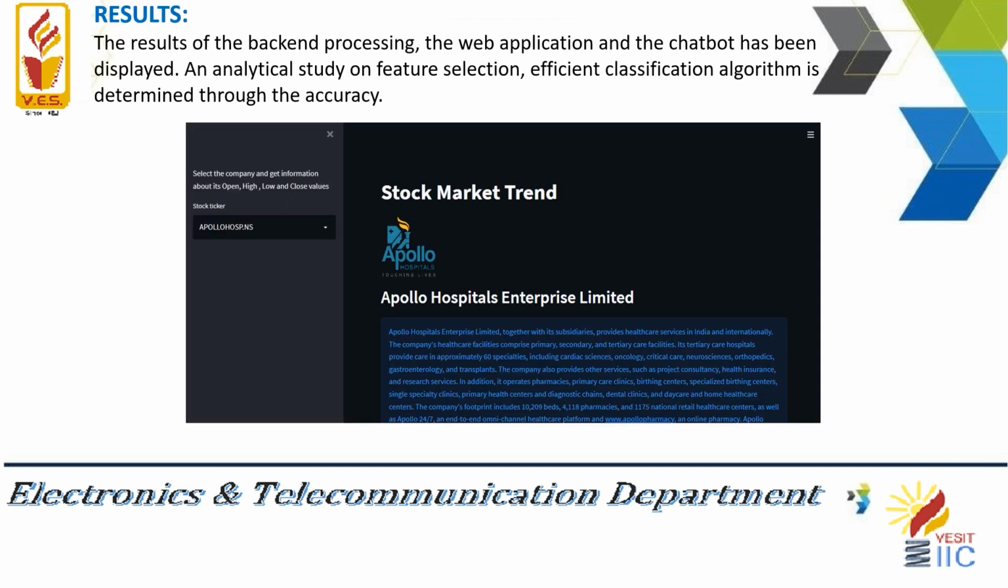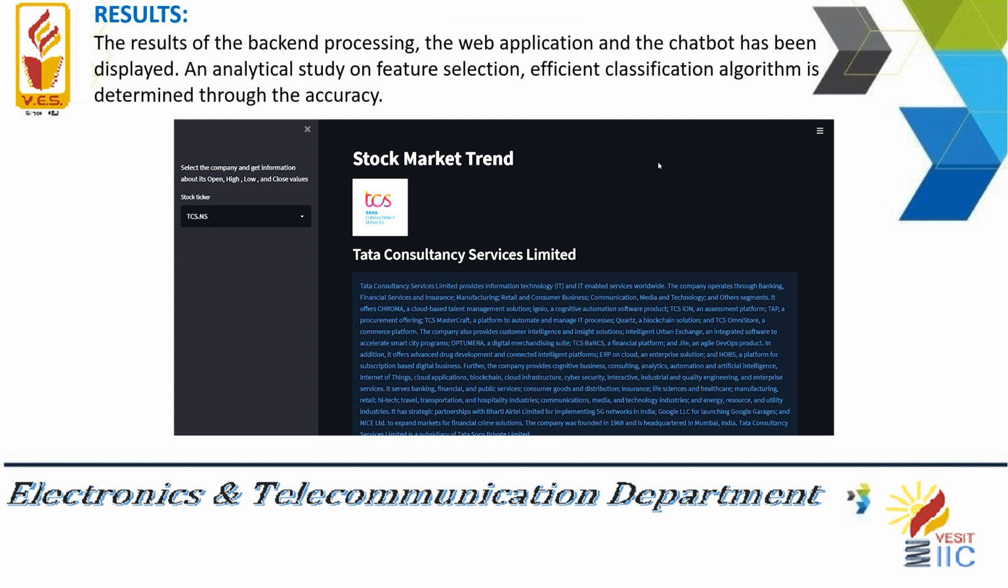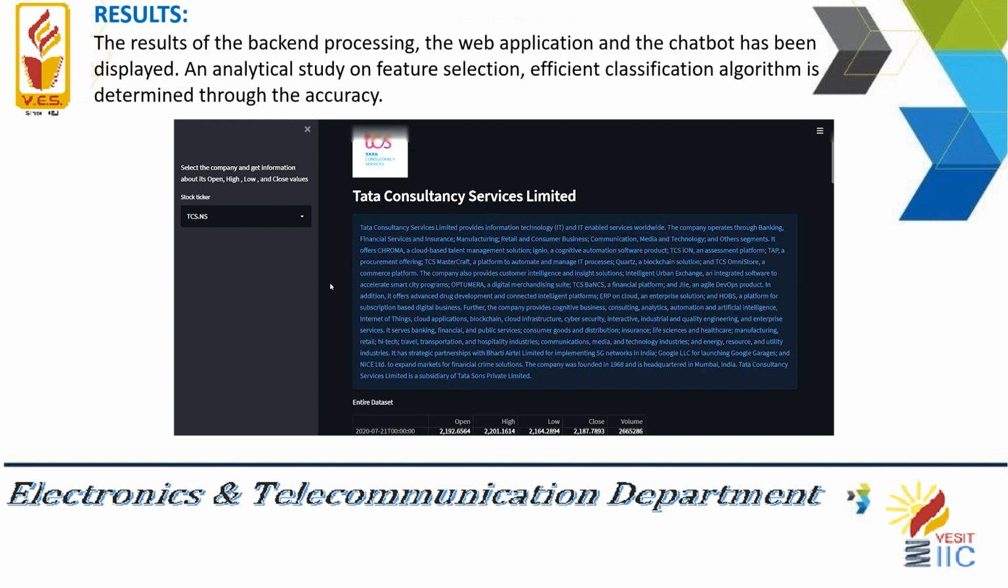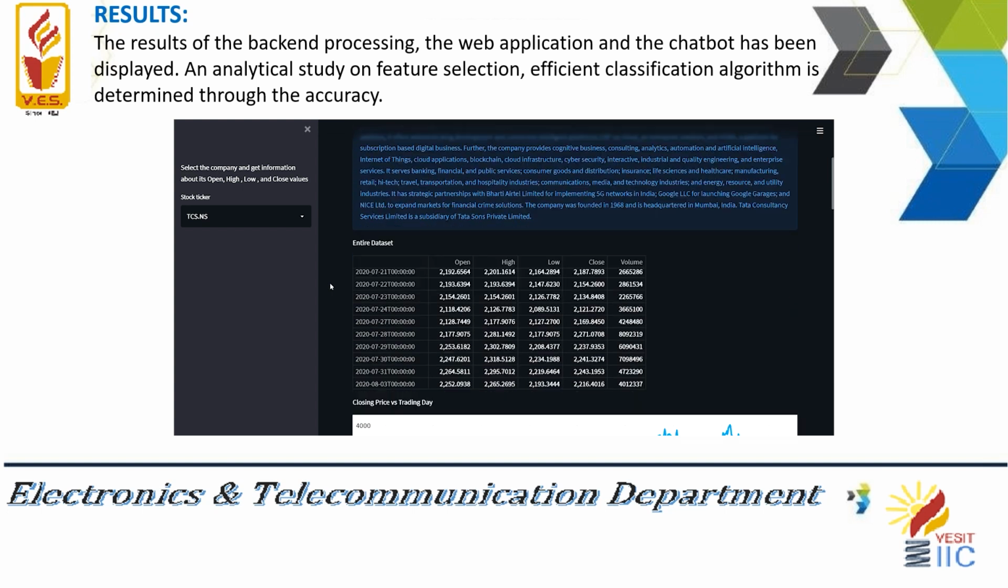Results. The results of the backend processing, the web application and the chatbot has been displayed. So, this is the web interface. On the left hand side, we have the option of stock ticker. That is a drop-down menu from which you can choose the Indian company. On the right hand side, we have the stock market trend. That is the logo of the company and a short description of the company.